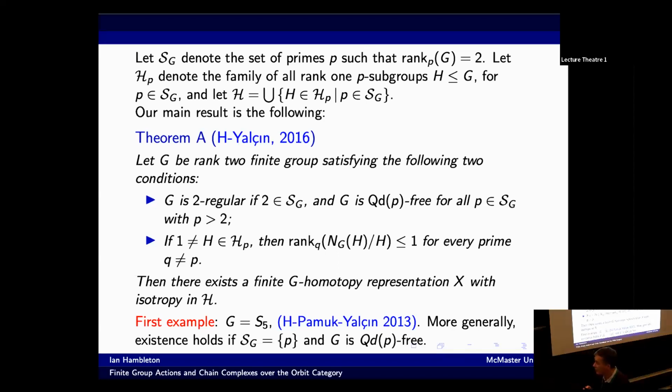So we produced the first example for this group S5. I think the sphere was dimension 43, something like that. The G-CW complex is dimension 43. And the argument has many elements in common with the general theorem, but we introduced some new ideas later on. Okay, so that's a specific case where the theorem applies, if you don't have very much rank 2, just a single prime where it's rank 2.